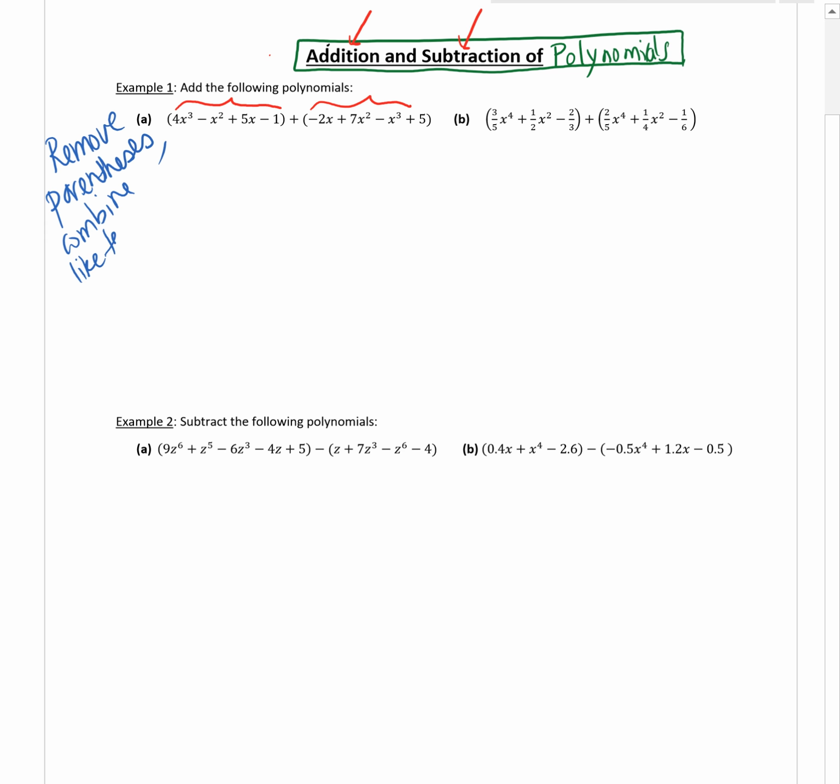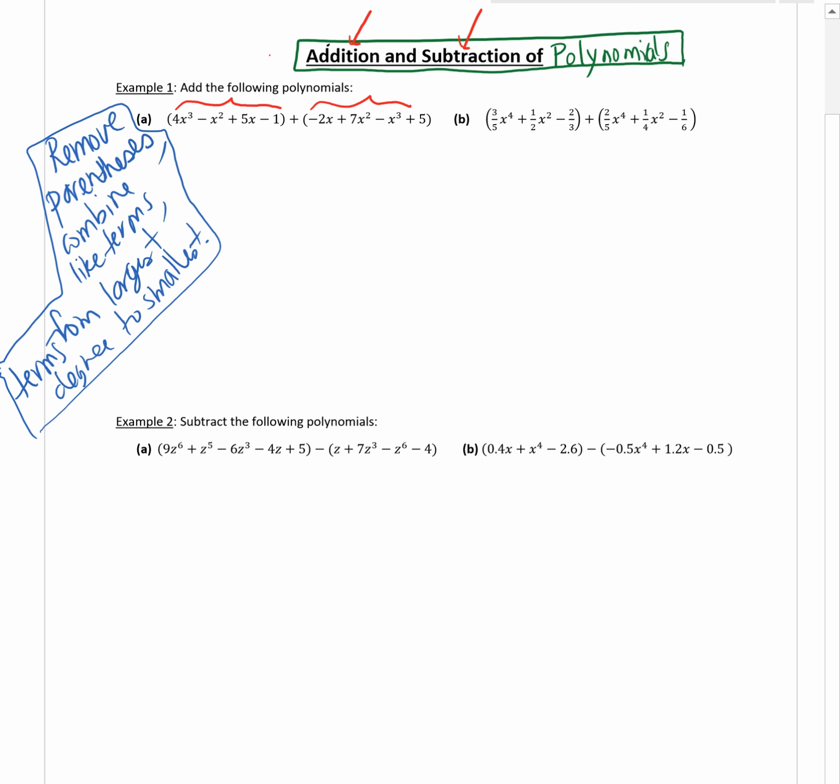The only thing you got to remember is you want to write it in descending order of powers. From largest, terms should be from largest degree to smallest degree. Largest degree to smallest. So keep that part in mind. But I mean, you probably already have that in mind from the last section. You're already in the habit probably.